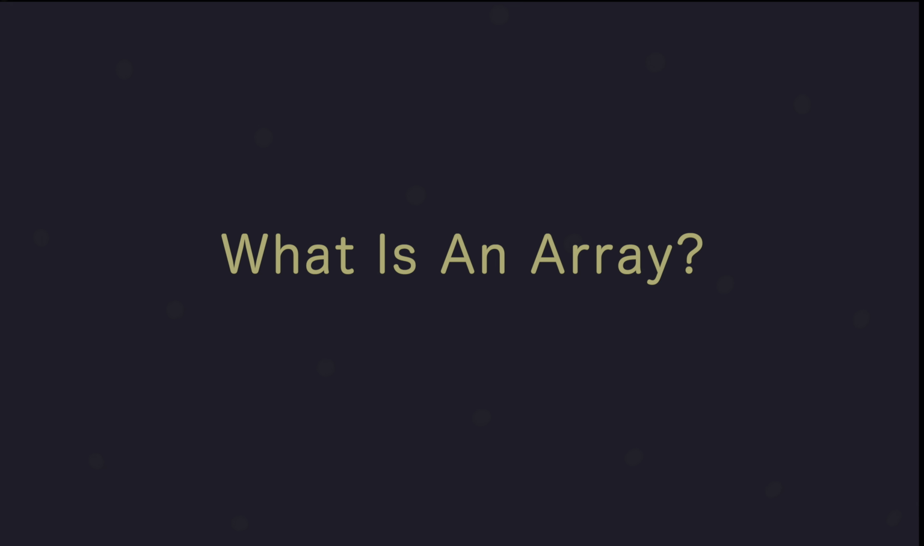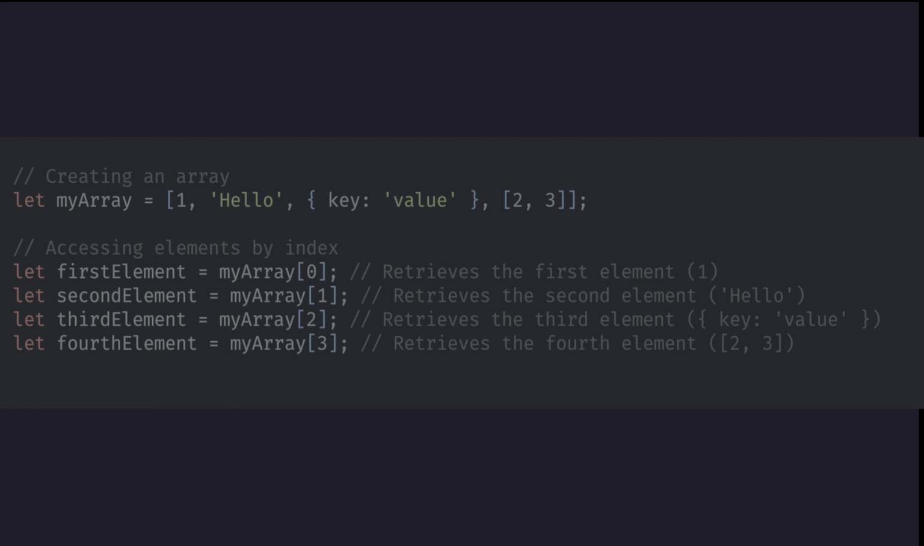In JavaScript, an array is a data structure that allows you to store and manipulate a collection of values. These values can be of any data type, including numbers, strings, objects, or even other arrays. Arrays are ordered, meaning each element has an index associated with it. You can access elements by their index.